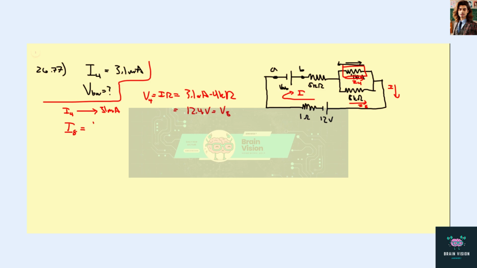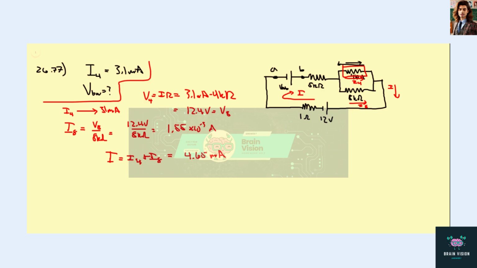I8 is given by V8 over the 8 kilo ohm resistor. So this is 12.4 volts over 8 kilo ohms, and that comes out to 1.55 times 10 to the negative 3 amps. Now we know the current splits here at the parallel section, such that I is equal to I4 plus I8. So this is equal to 4.65 milliamps. That's the total current.